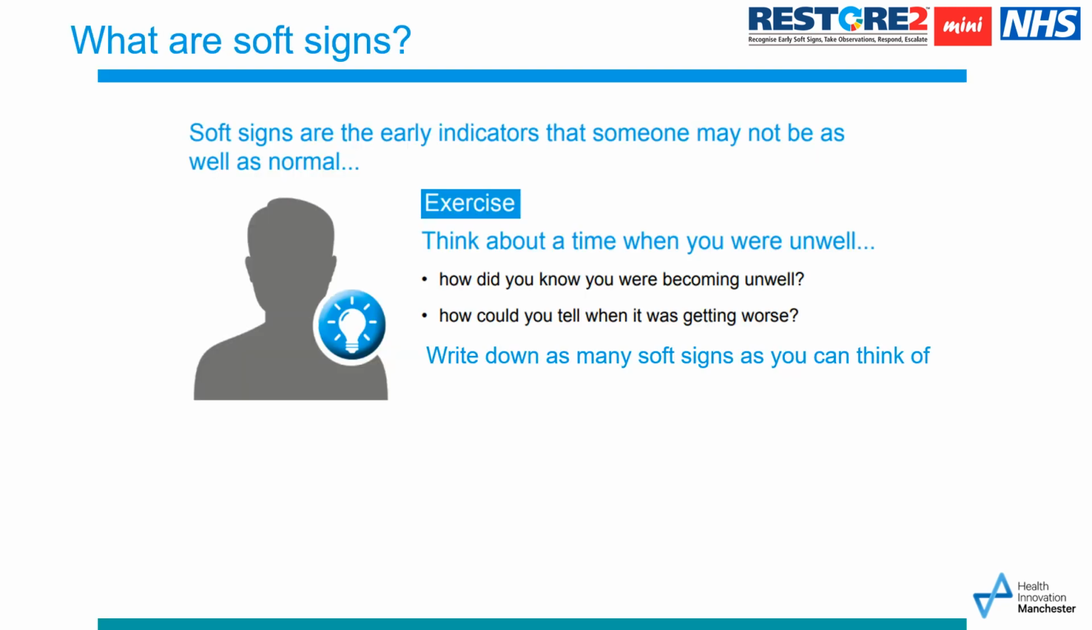Soft signs are the early indicators that someone may not be as well as normal. We've all experienced this. Think about a time when you were last unwell. How did you know you were becoming unwell? How could you tell when it was getting worse? Did you feel more tired than usual? Or perhaps you felt sick or hot?